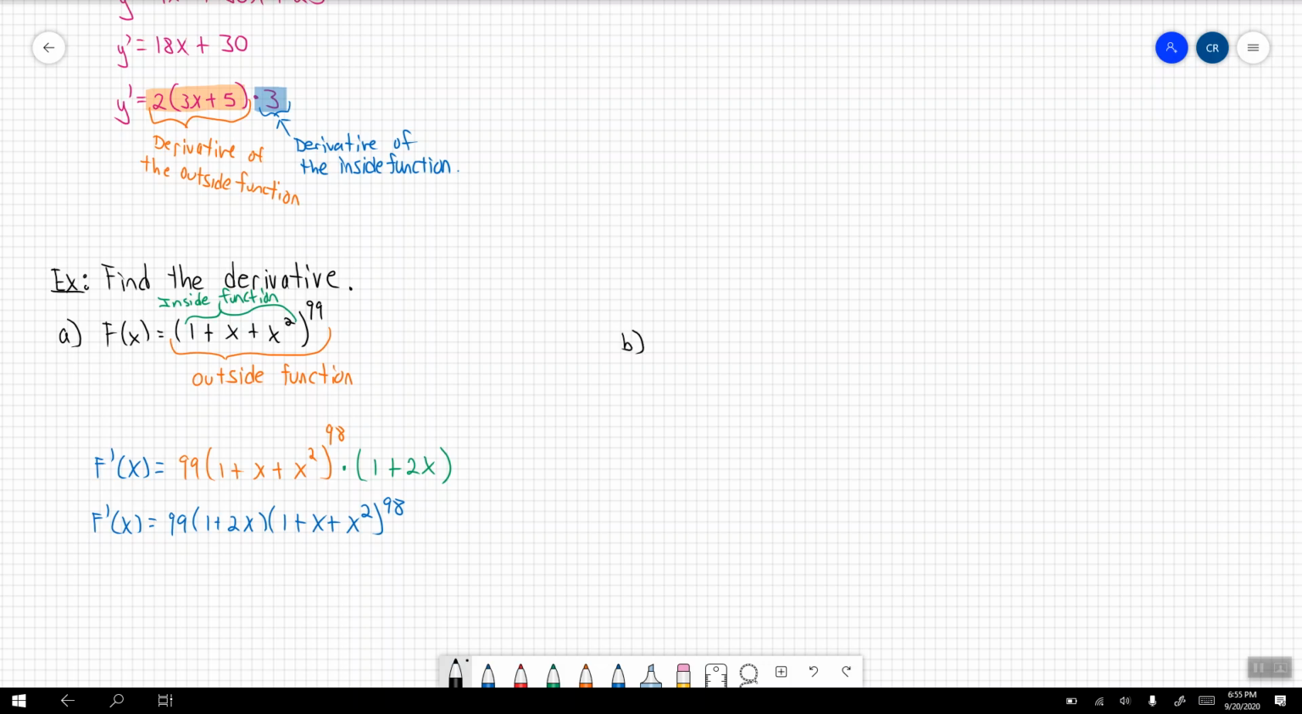Let's look at part B. We want to work with g of x, which is going to be equal to 2 minus sine of x, to the power of 3/2.